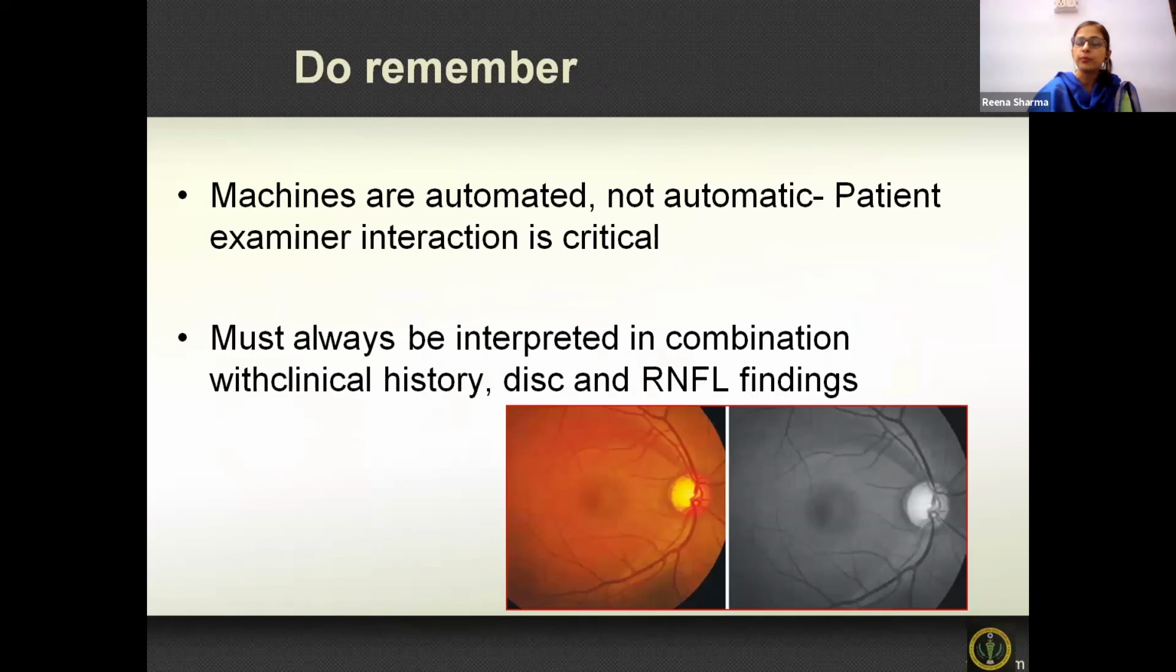But do remember that machines are automated, not automatic. So patient-examiner interaction is also very critical, and the patient should be informed about how the test is done and what is being done in the test, so that he understands the process before taking up the patient for perimetry. And the findings must always be interpreted in combination with the clinical history, disc, and the RNFL findings.